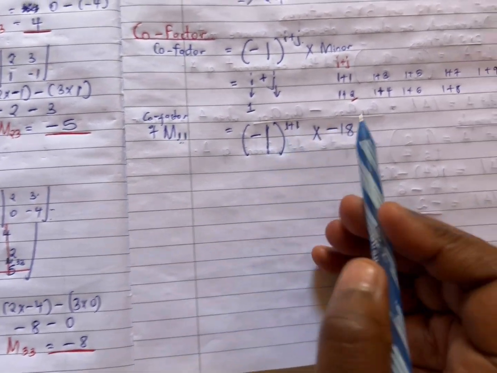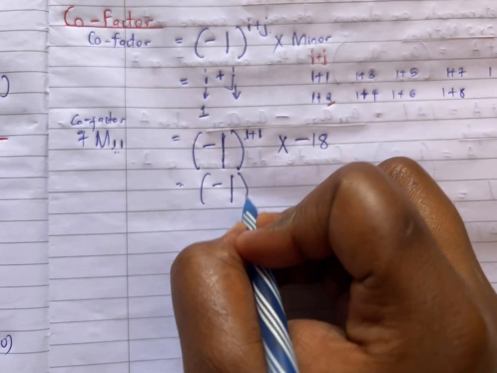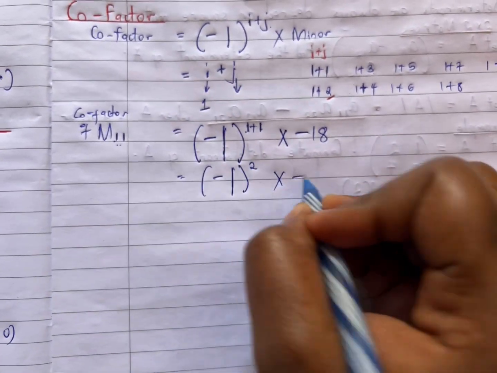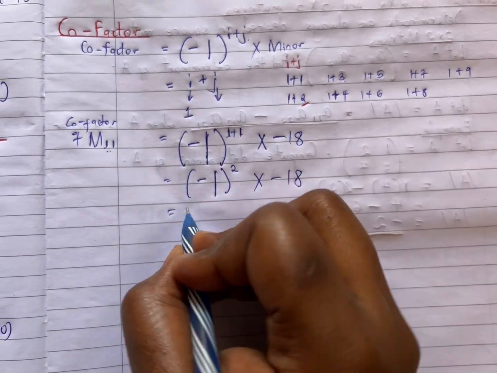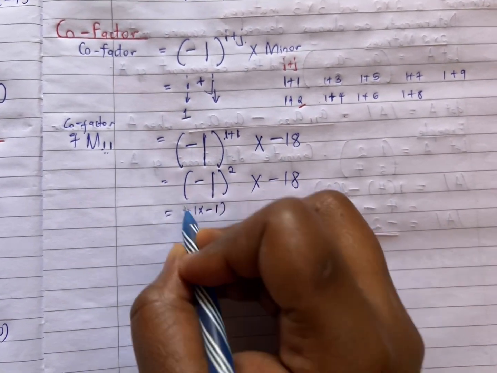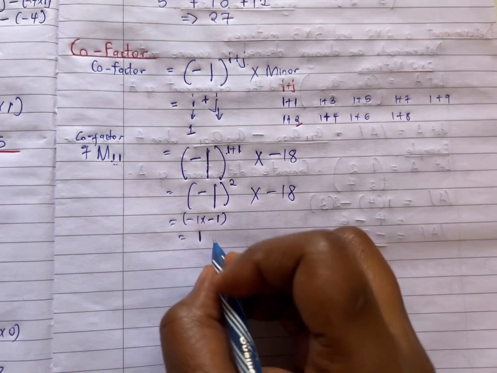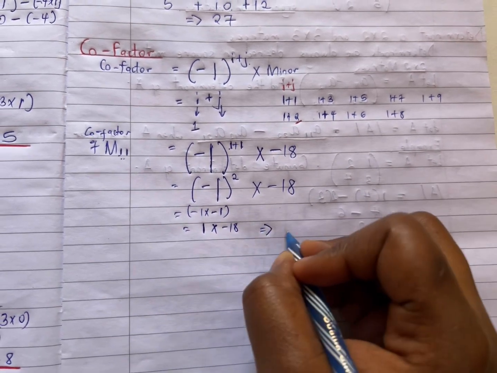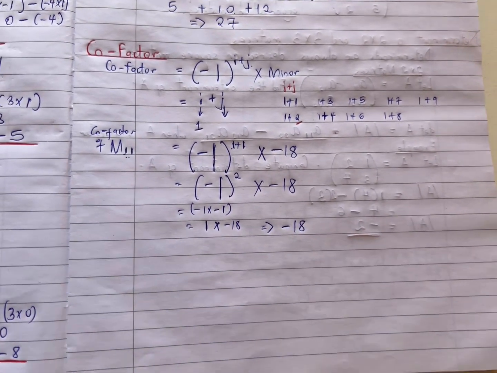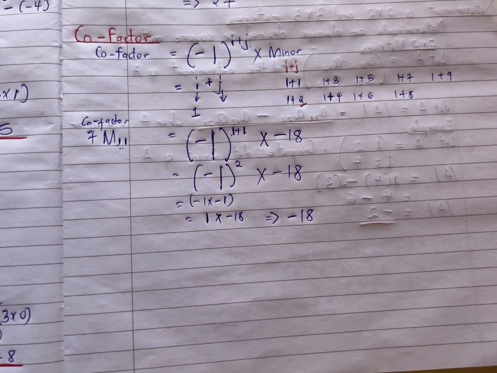One plus 1 is 2. So that's like negative 1 power 2 times negative 18. So negative 1 times negative 1, because it's power 2, it will be a positive 1, times negative 18. So our answer will be negative 18. The cofactor of the first element is negative 18, and that is what you're having there.